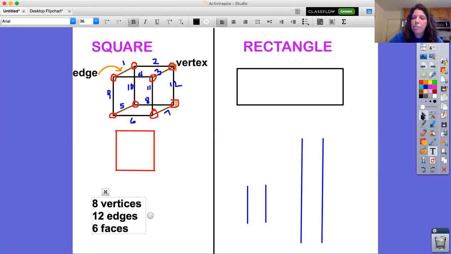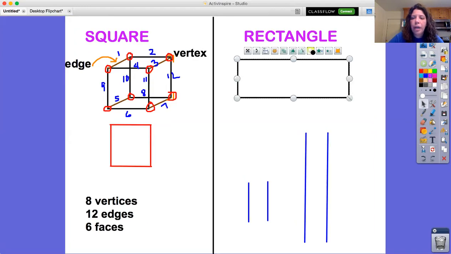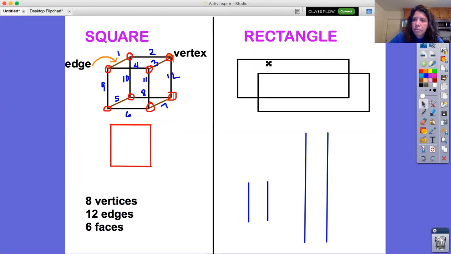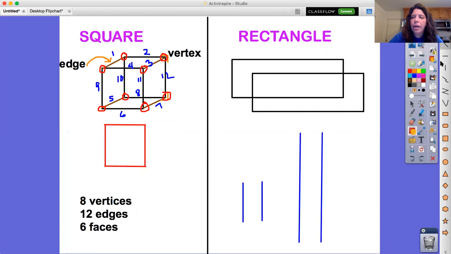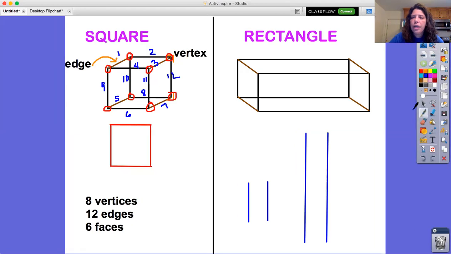Our rectangle is going to be the same idea. We're going to go ahead and make an overlapping rectangle. And then we're just going to go ahead and combine our vertices together, just like before. And our numbers are going to be the same. The real difference between a cube and a rectangular prism, which is what this 3D shape is called, is that their faces are different. In a rectangular prism, you're going to have 4 rectangles and 2 square faces. So let's go ahead and see if that's correct.